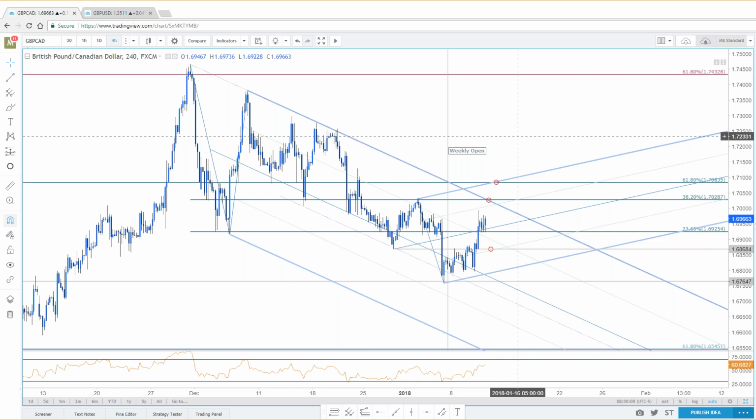Any questions on pound Oz, or pound CAD rather? Okay. Pound Aussie was number 5 from last night.